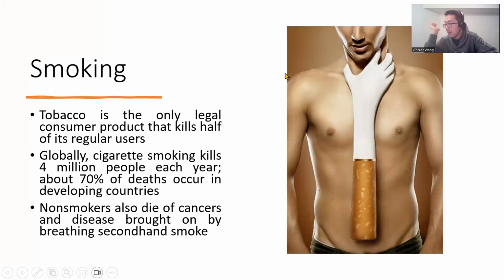So we're going to spend the last 20 minutes talking about the effects of smoking and hopefully be able to wrap up the lecture. So smoking. Tobacco is the only legal consumer product that kills half of its regular users. Okay? That is crazy if you think about it. Right? It kills half of its regular users.